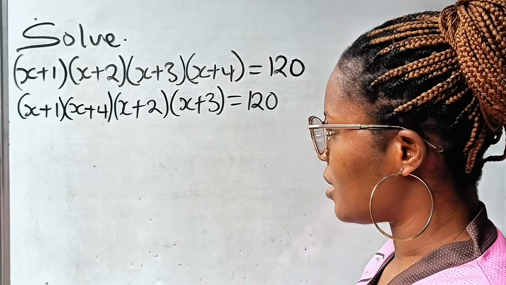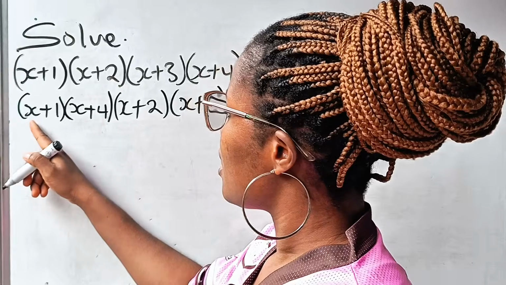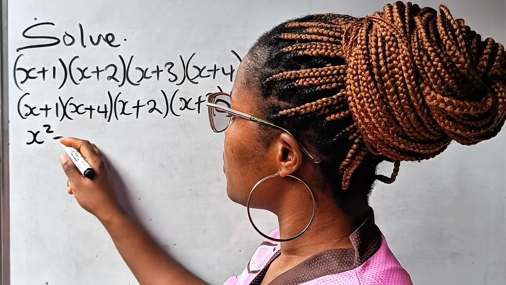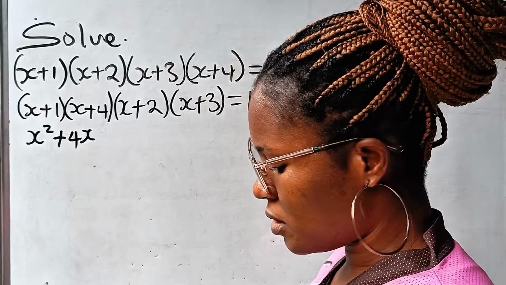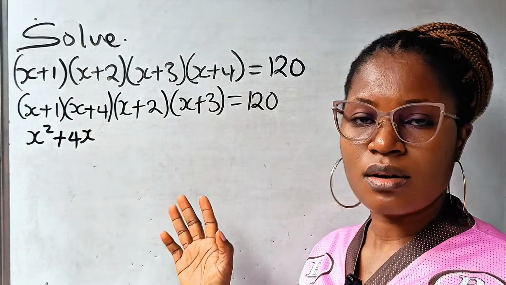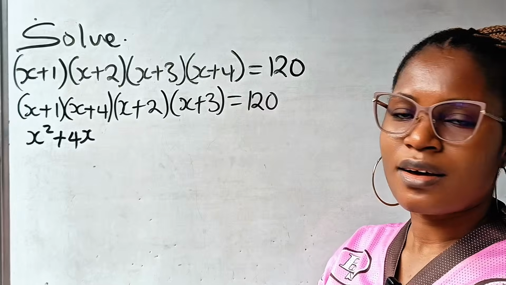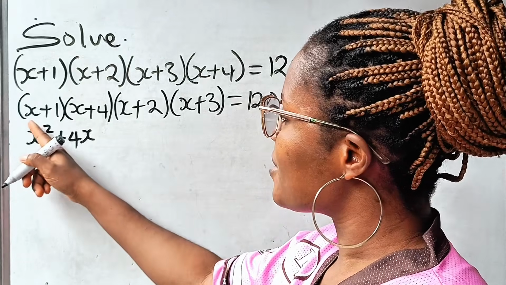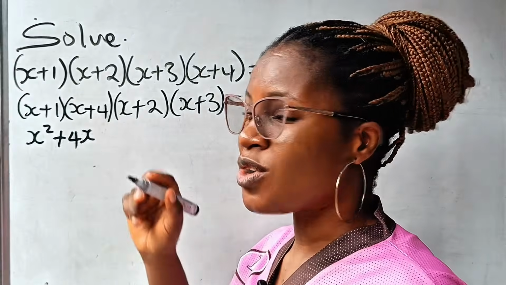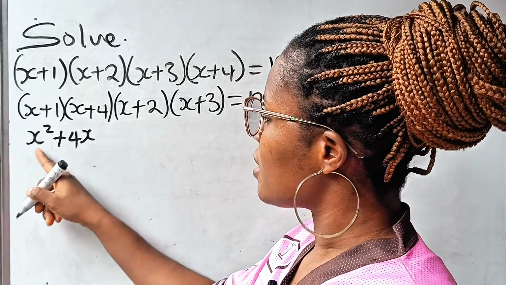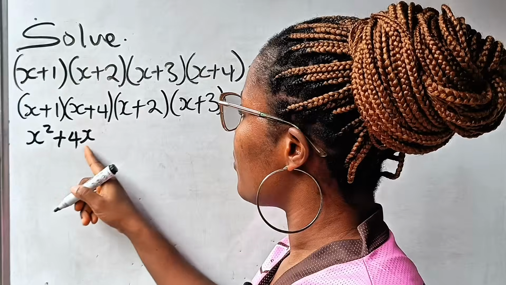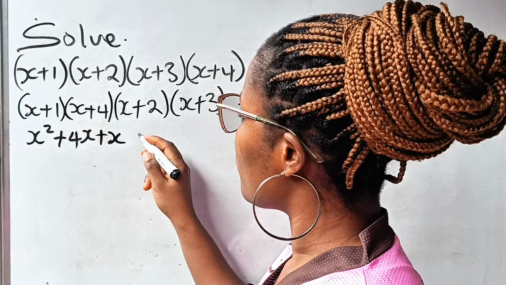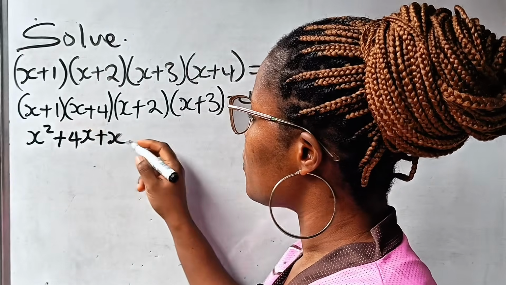Now, let's do this. x times x is x squared. x times 4 is plus 4x. Note that you are not expanding everything together, because if you expand everything together, you are going to regret it later. So we are expanding this bracket and this bracket only. x times x is x squared, x times 4 is 4x, 1 times x is x, and 1 times 4 is 4.